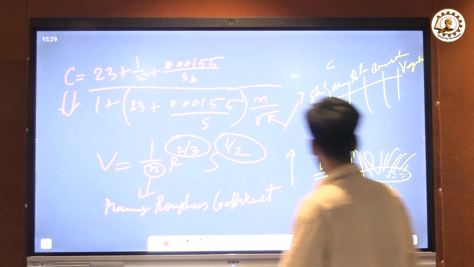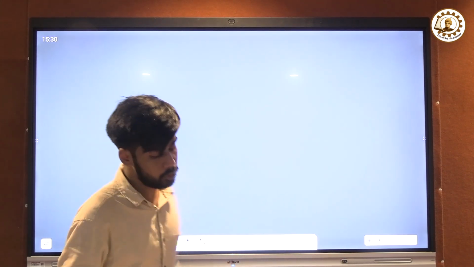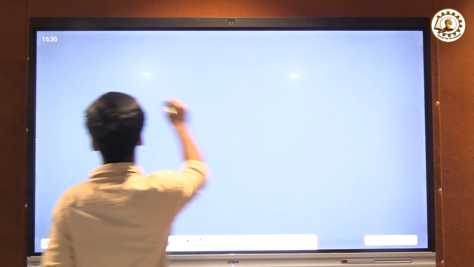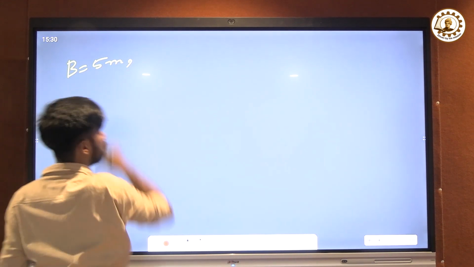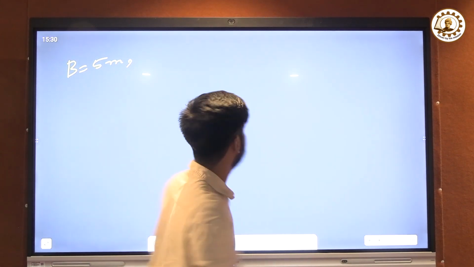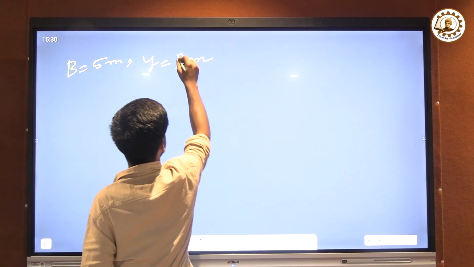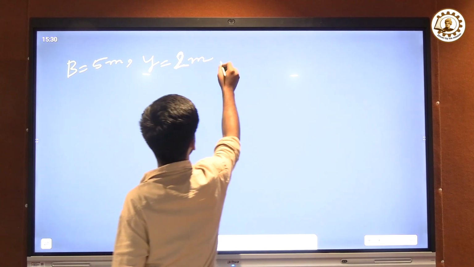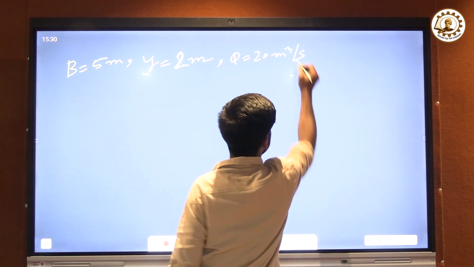Now, solve a mathematical problem. They say find the slope of a bed of a rectangular channel of width b equal to 5 meter. What is given? Look, they said the channel flow depth equal to 2 meter. The discharge is 20 meter cube per second.